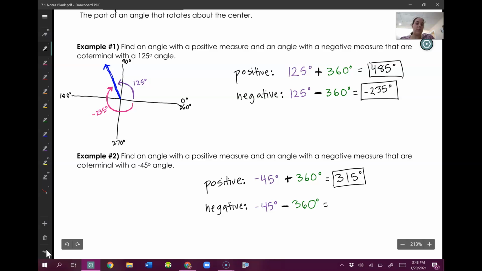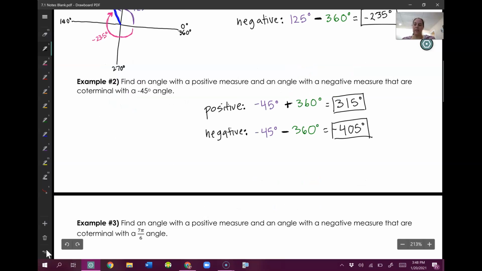If you add or subtract 360 and it's still positive or still negative, like it didn't change signs, then just keep adding or subtracting 360 until you get to where you want to be. And then this last one, negative 405 degrees.